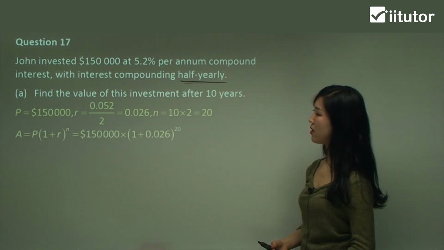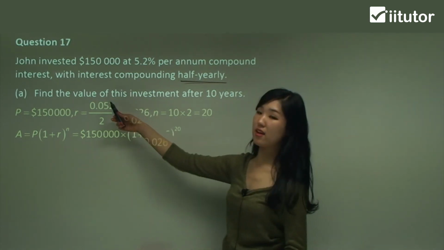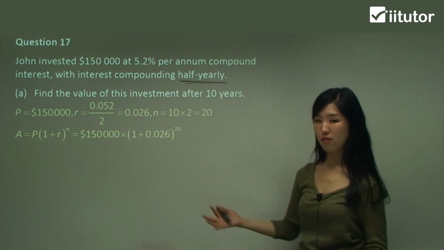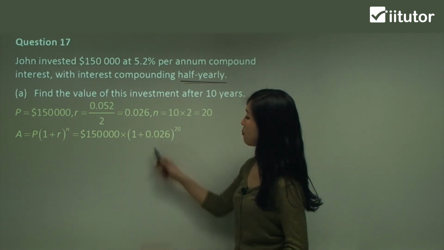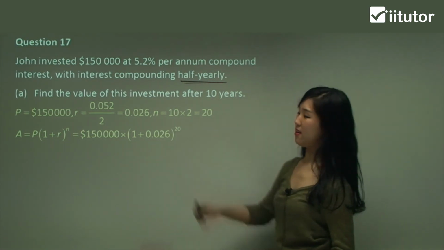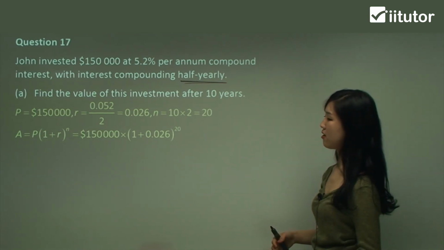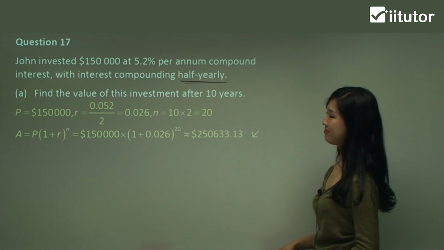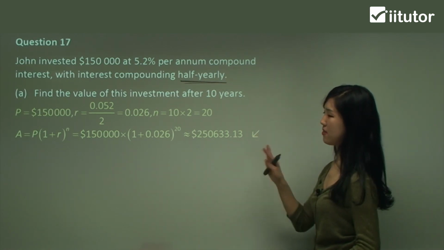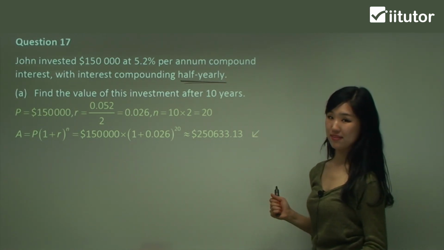Put it all into your formula because it's asking us to find the value of this investment at the end, so the final value, which is just using the formula. Put your values in, put your new rate, put your new N, calculate your value in your calculator. That's what you should get. So I don't really worry about this anymore. I think you guys should be all okay with this now.